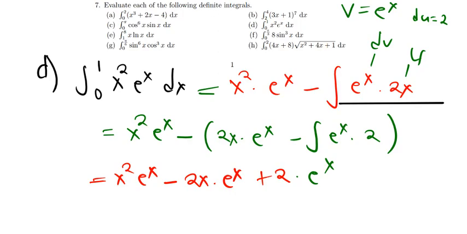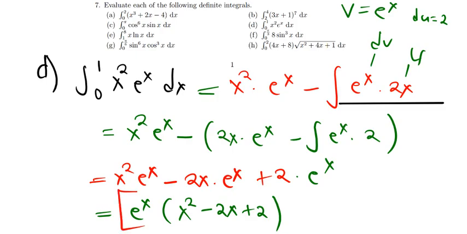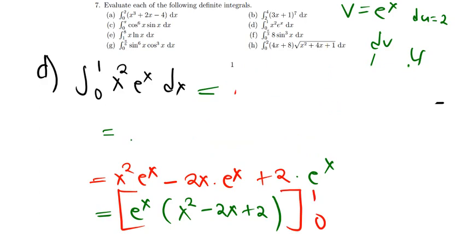So what remains as our integral is what? If you want, you can put the e to the power x outside. You'll see that you remain with x squared minus 2x plus 2. That's what we've remained with. And now we want to find this from 0 to 1, right? That's all we need.